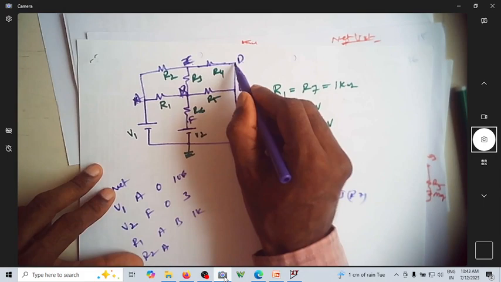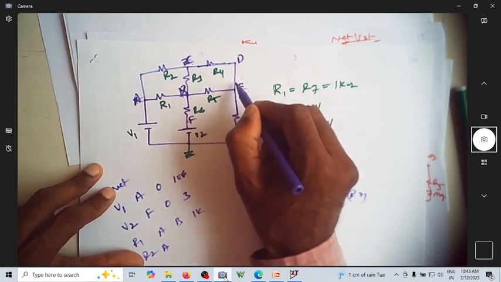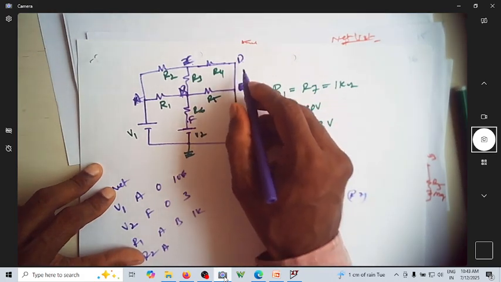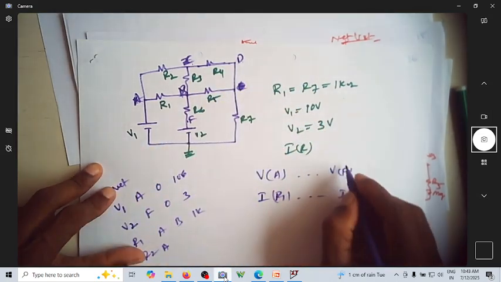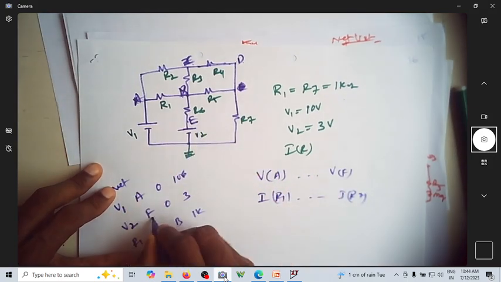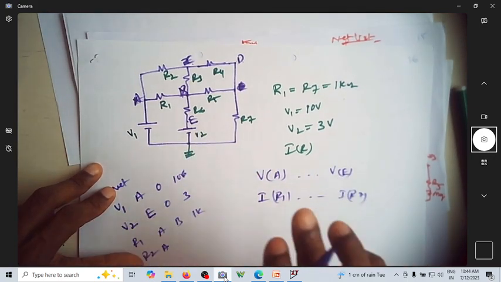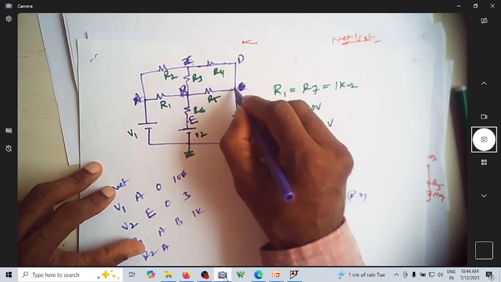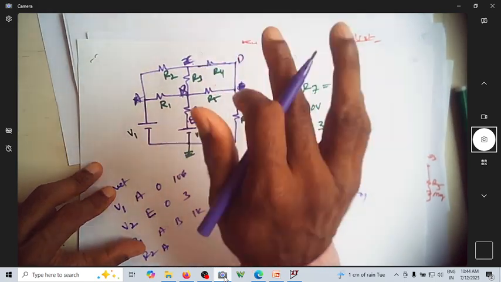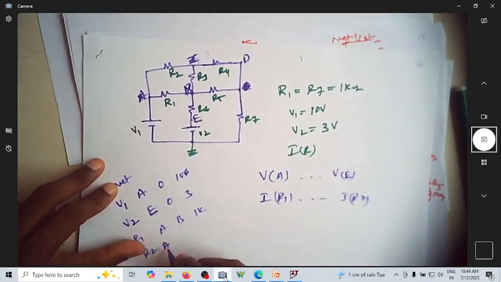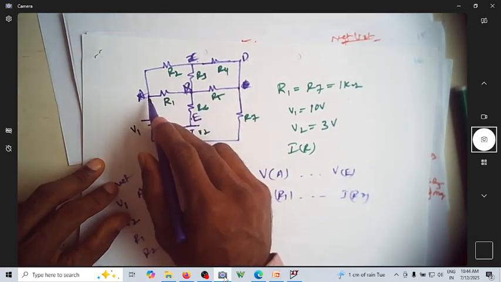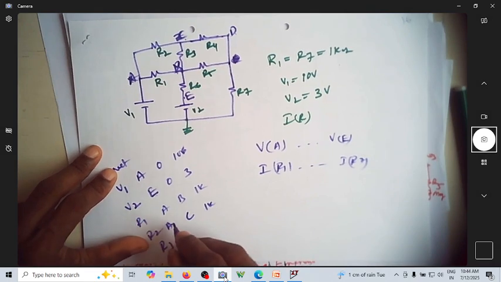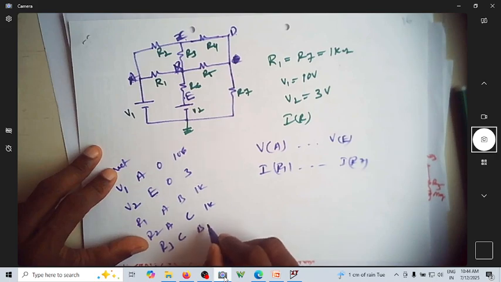Because there is no component in between, there is no E node. So you have only up to E. This is E. This other node is not there, because this node voltage is the same as that node voltage, so you cannot name it separately. These two are the same points. So R2 is between A and C, it's a 1K value, and R3 is between C and B, its value is 1K.